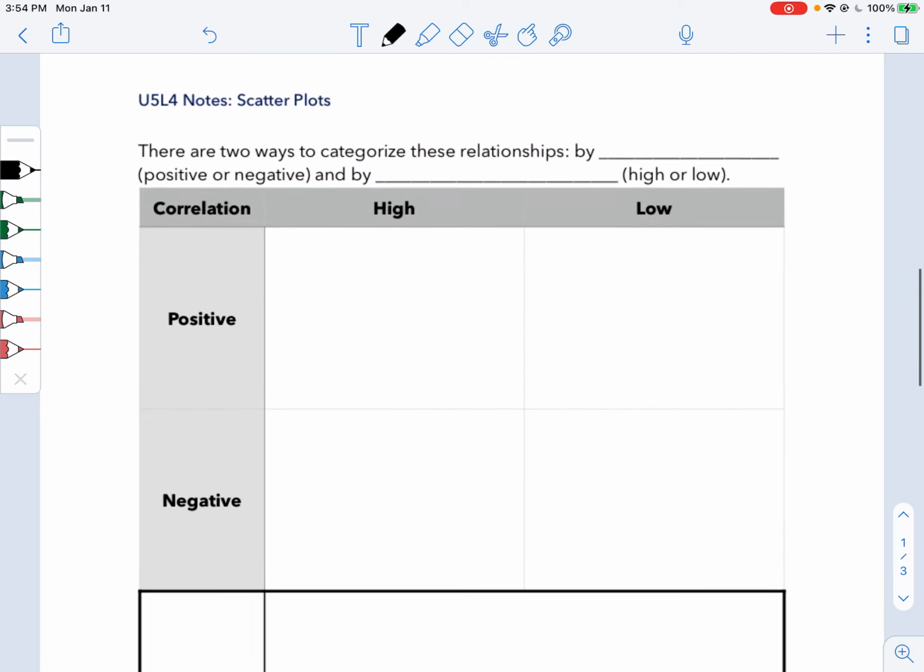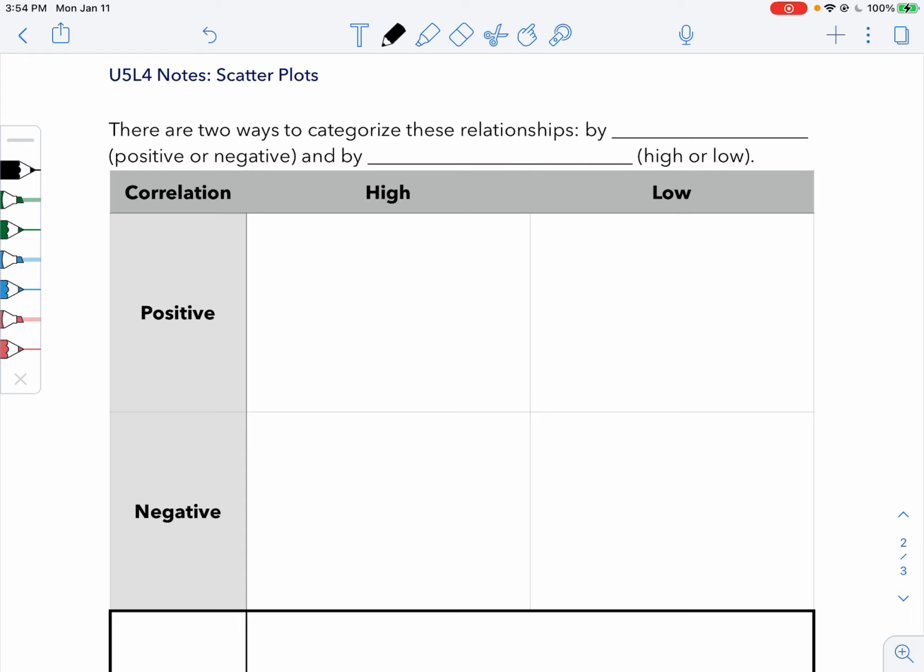And there are two ways to describe relationships. You can describe them by their direction. That is, are they positive or are they negative? You can also describe them by their strength. Are they strong or weak? Is there a high correlation or a low correlation? It's high when it's really strong. It's low if it's really spread out.